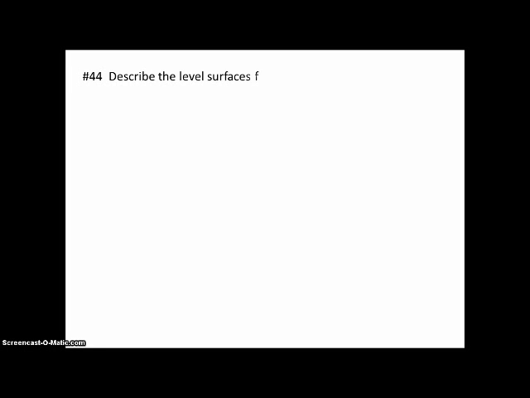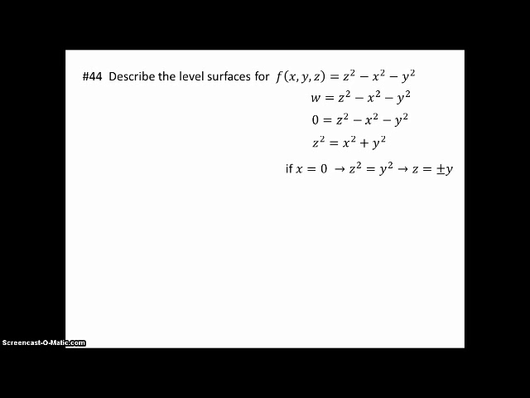Number 44. Describe the level surfaces for f of x, y, z equals z squared minus x squared minus y squared. So let's call our dependent variable w and our independent variables then are x, y, and z. Well, let's look at some specific surfaces. For example, if w is 0, solving for z squared, we get z squared equals x squared plus y squared.